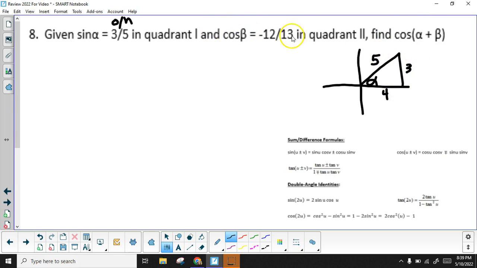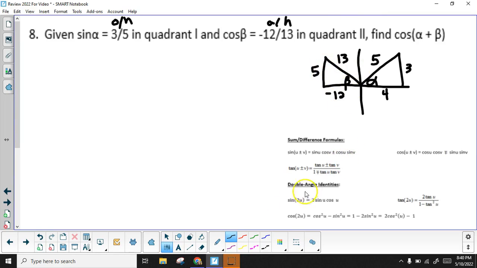Cosine of beta is negative 12/13 in quadrant 2. So here's our angle beta, quadrant 2. The cosine is the adjacent over the hypotenuse. So our adjacent side is negative 12, which makes sense: second quadrant, x is negative. And our hypotenuse is 13. The Pythagorean theorem will tell us that this missing value is 5. That is a positive 5 because in the second quadrant x is negative and y is positive. Okay, so we've drawn our picture.